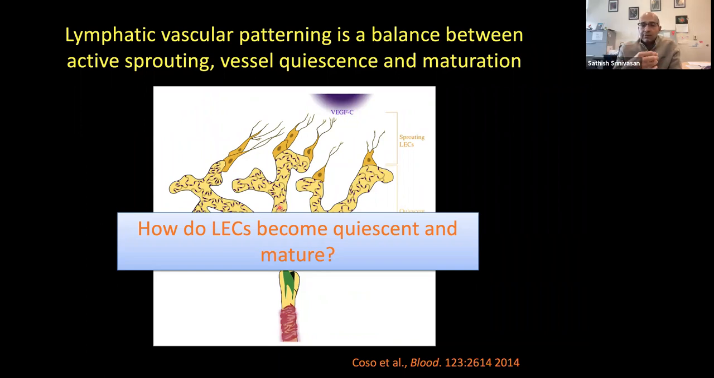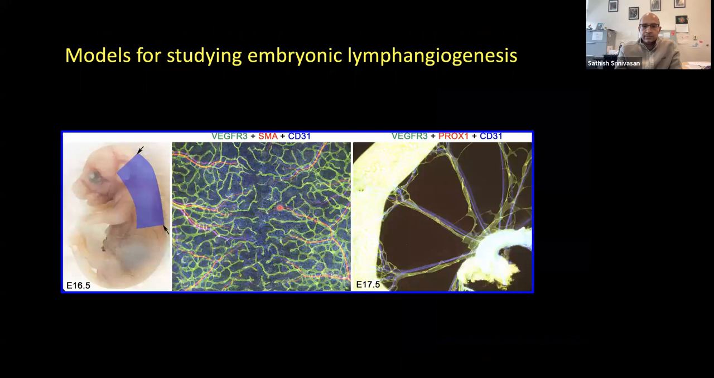The lymphatic valves need to form. They have to recruit the lymphatic muscle cells. So it's a very interesting aspect how, on the one hand, the vessels are migrating and, simultaneously, they are also becoming more mature and quiescent and properly patterned. So this is the question that we wanted to address, right?